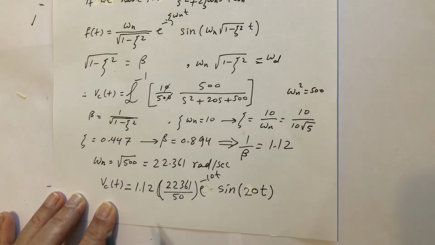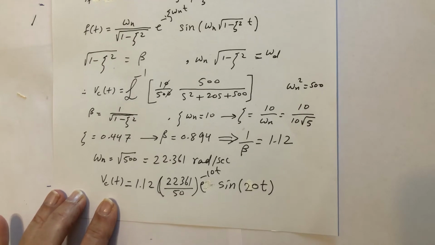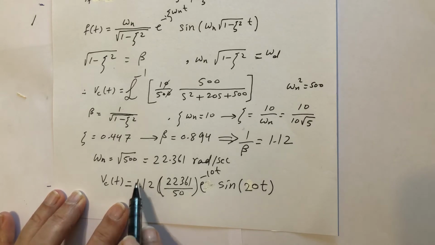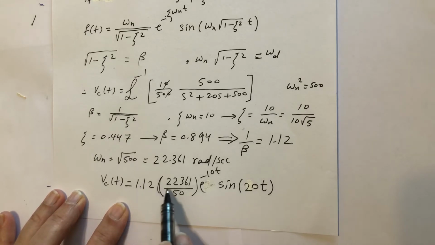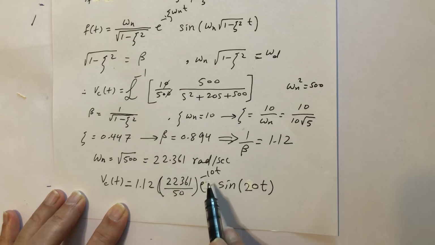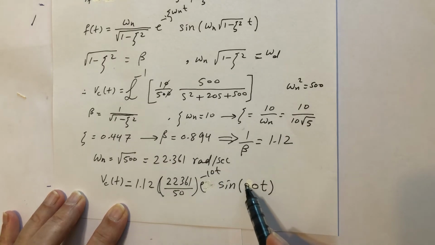So now I write the expression for the response. Vc of t equals 1.12 times omega n, and this is 1 over 50, which we left from here, e to the minus 10t, zeta omega n is 10, sine 20t, where 20 is the omega d.